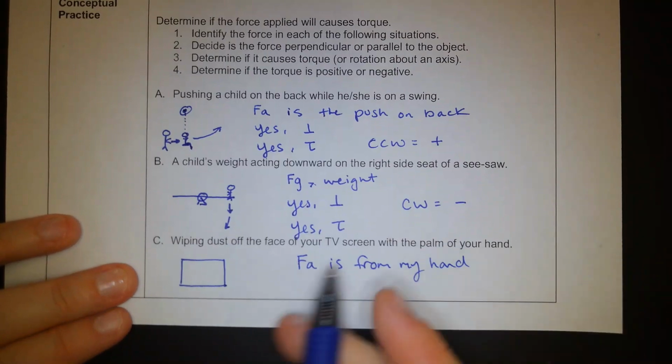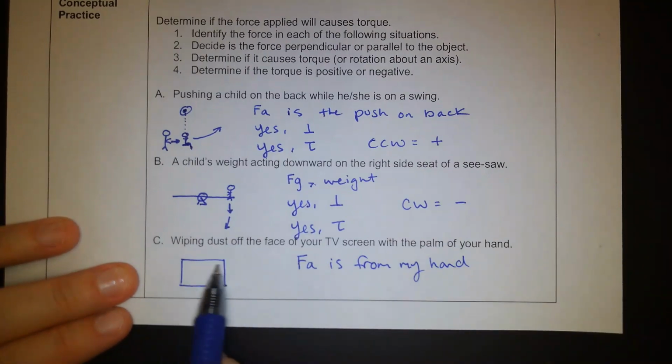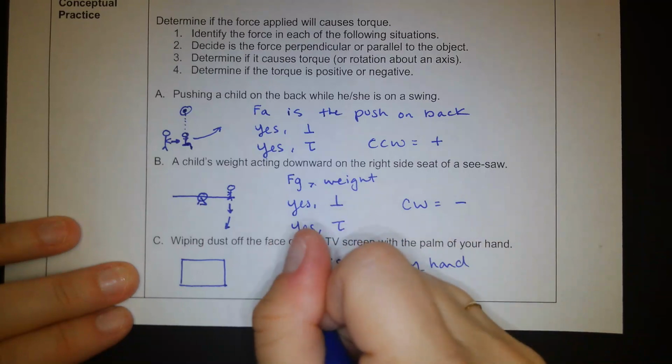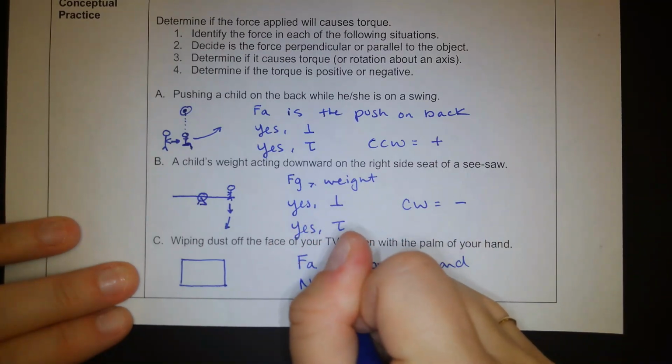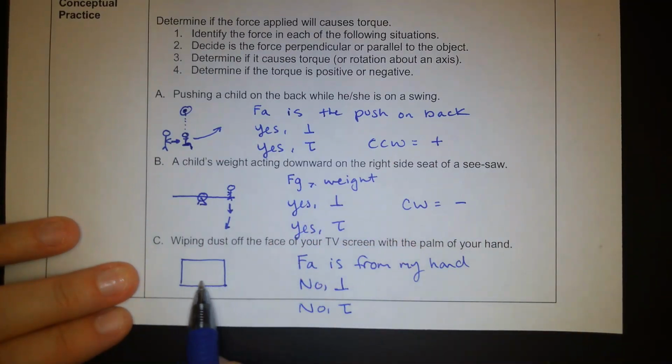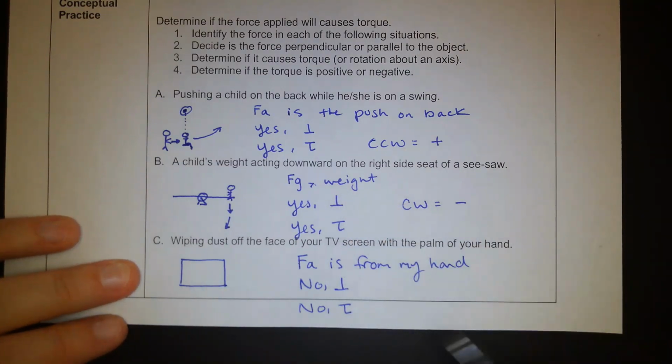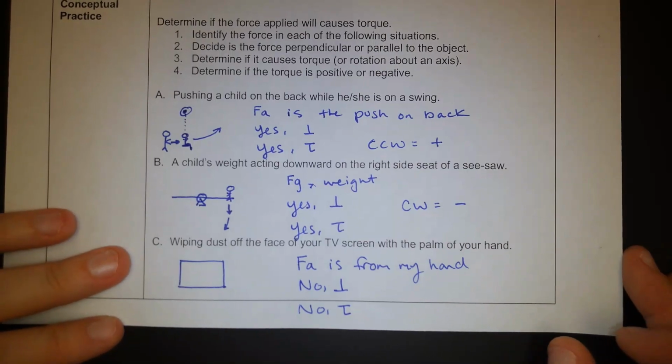Is it perpendicular? If my TV screen's going this way, and I'm also wiping this way, then no, it's not perpendicular. So no, there will be no torque because I'm just wiping it off the TV. I'm not spinning the TV. I'm not turning the TV. So it's not positive or negative because there's no torque and no rotation.